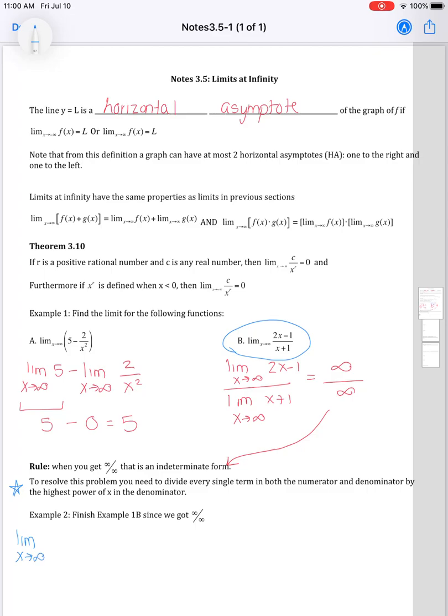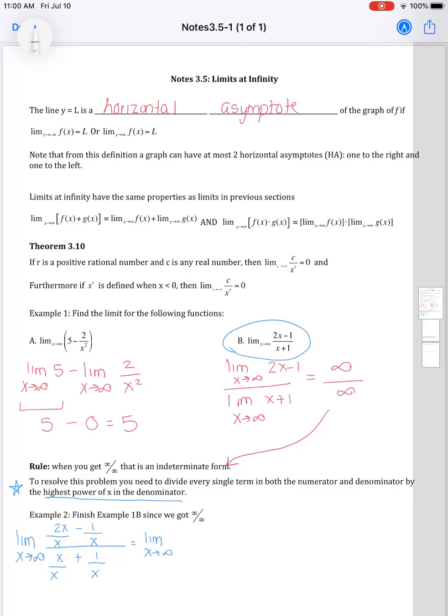So we have the limit as x approaches infinity. We have 2x over something minus 1 over something, and then we have x over something plus 1 over something. And that something is the same value. It is the highest power of x in the denominator, which would be x to the first. So every single one of these is going to get a denominator of x to the first. And now we're going to simplify.